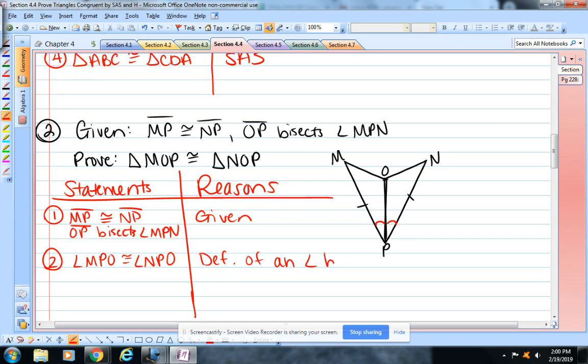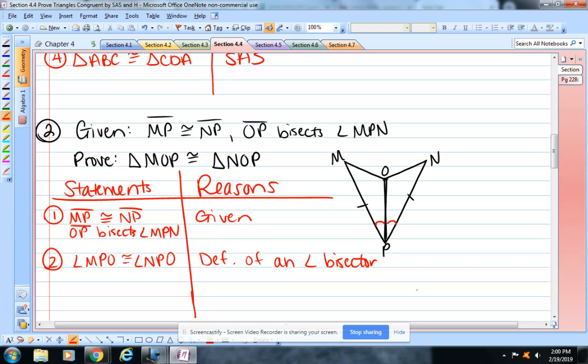I'll do it like this. Bisector. Bisector means it cuts it into congruent pieces. Exactly in half. Alright, is there anything else in this picture I can say is congruent? Because I've got sides congruent and one angle congruent. I need something else congruent to use triangle congruence.